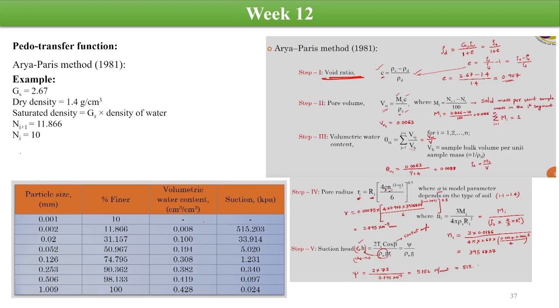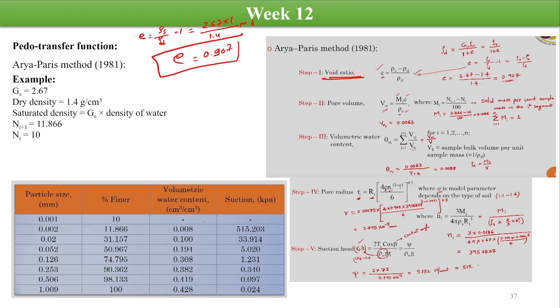So in this example, if we try to solve for the void ratio, then the void ratio will be equal to rho s upon rho d minus 1, right? Rho s is nothing but Gs into density of water, 2.67 into 1 if we are writing in gram per centimeter cube. Then the dry density of the soil is 1.4, and this will be subtracted by 1. So 2.67 divided by 1.4 minus 1 will give you 0.907. The void ratio we have calculated.